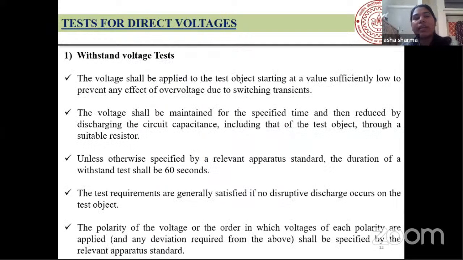So next are the tests for the direct voltages. These are also similar to the AC voltage test. We have the withstand voltage test. We apply the over voltages for around 60 seconds, that is 1 minute, and then it also depends upon the test requirement, like for how much time we need to apply the voltage for any particular apparatus.